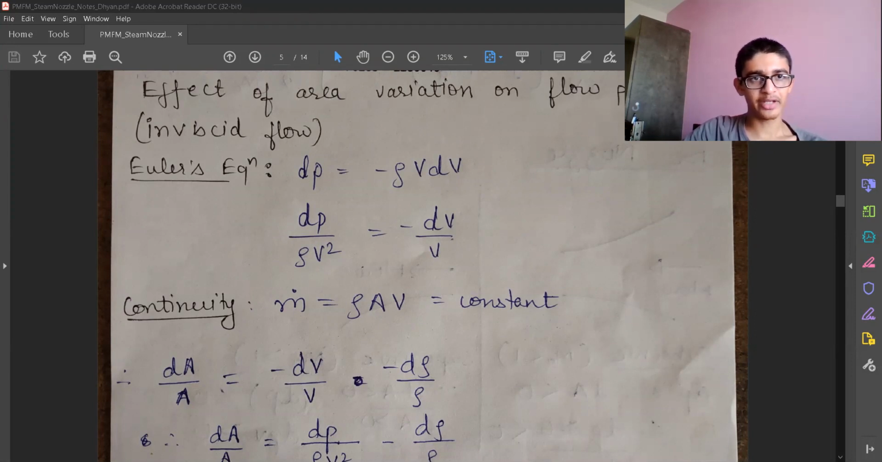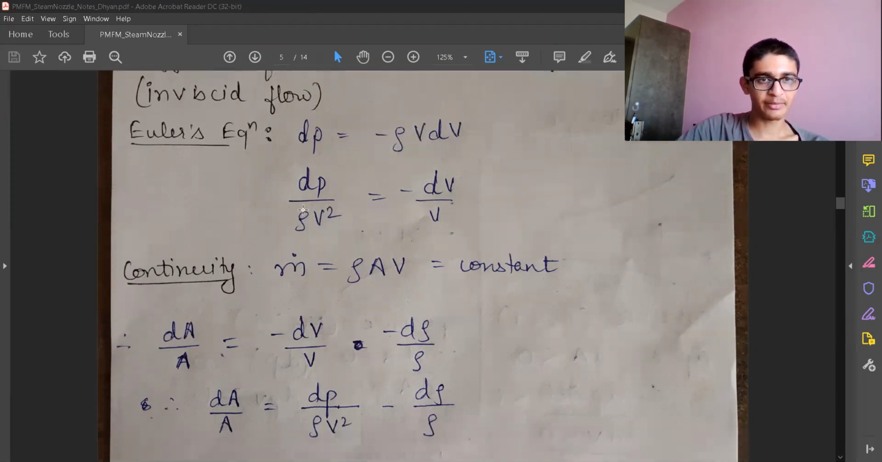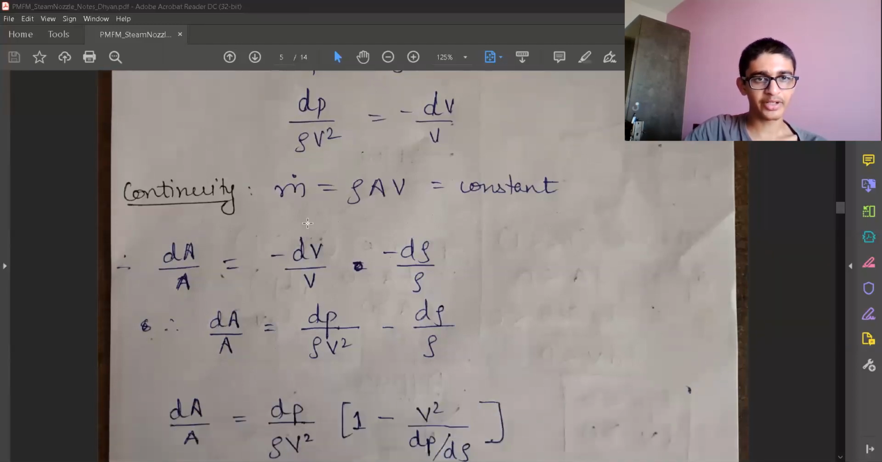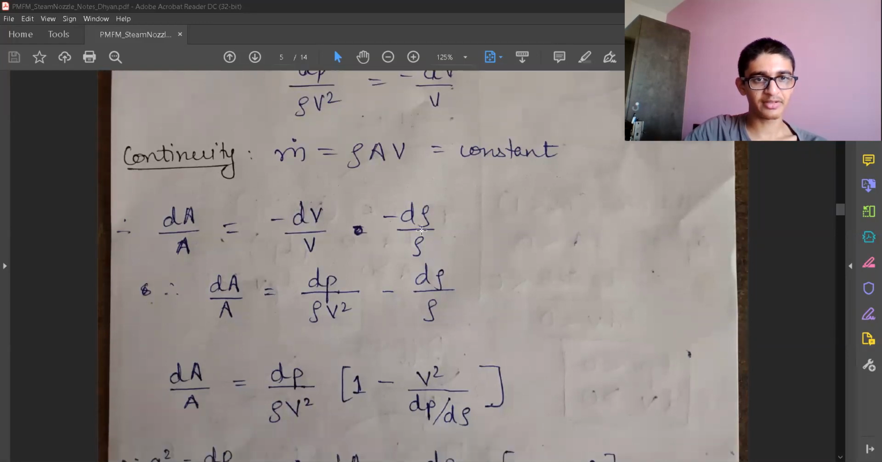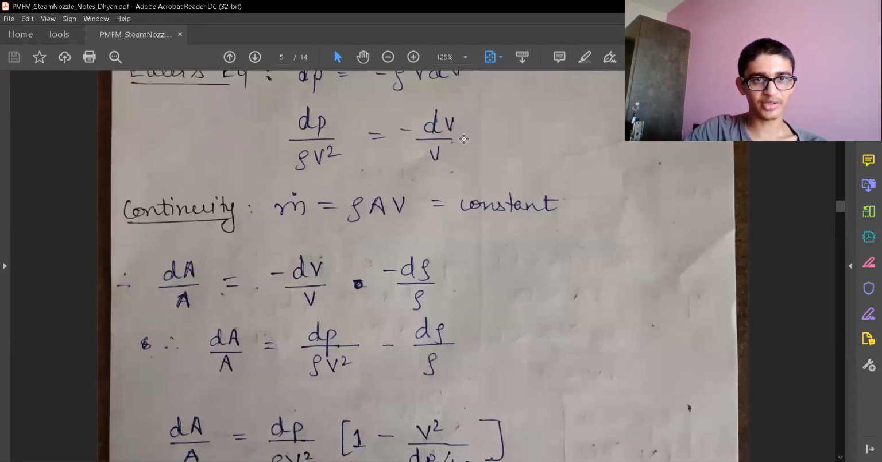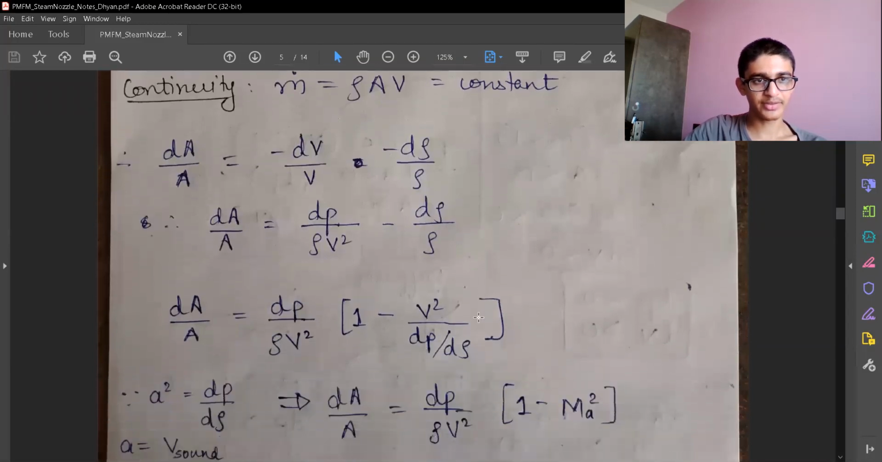We are assuming inviscid flow for our formulation. So Euler's equation is dP is equal to minus rho v dv. For a small change we can plot and we can get dP by rho v square is equal to minus dv by v. The continuity equation is m dot = rho A v = constant. We can use this to make equations and use the above equations also for our purpose.